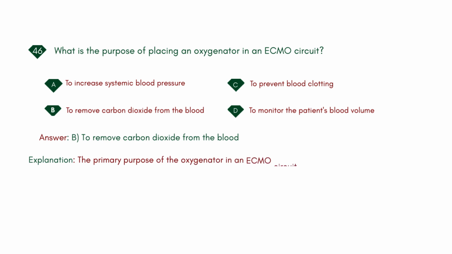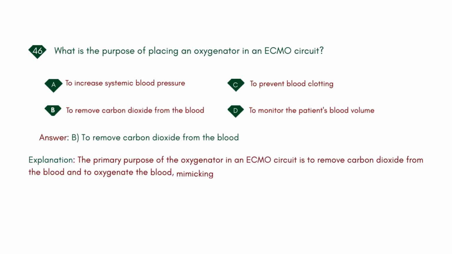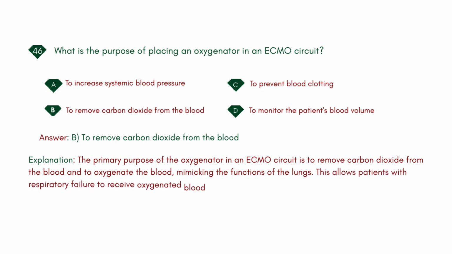Explanation: The primary purpose of the oxygenator in an ECMO circuit is to remove carbon dioxide from the blood and to oxygenate the blood, mimicking the functions of the lungs. This allows patients with respiratory failure to receive oxygenated blood while providing time for the lungs to recover.